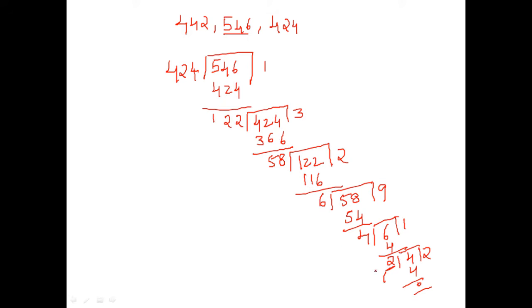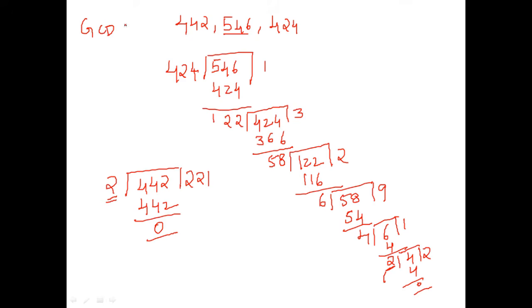So what we'll do is we'll take this 2 and then we'll try and use the third number 442. So we'll divide 442 by 2. What is it that we are going to get? 2 into 221 is 442. So the remainder is 0. So for the three numbers that we have taken, the GCD is nothing but 2. So what is the GCD for all these three numbers? GCD for all these three numbers is nothing but 2. So that's how you find the GCD using the division method.